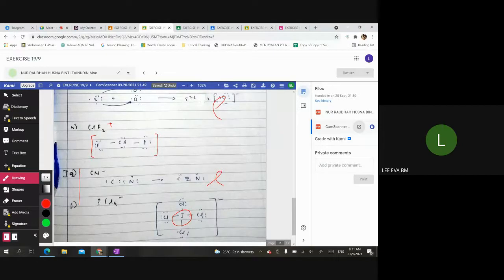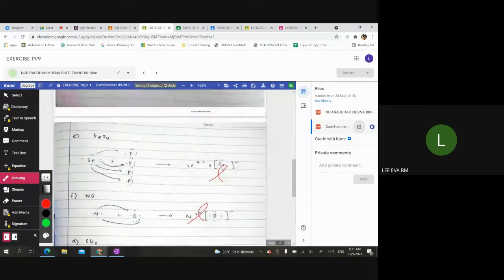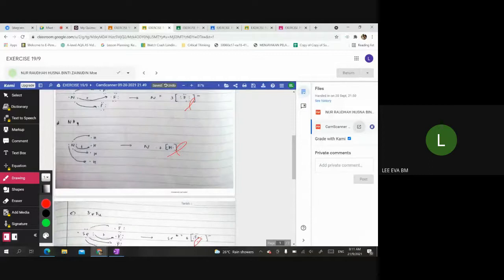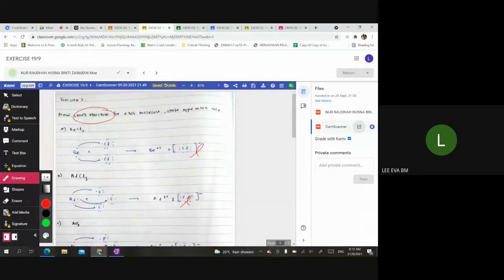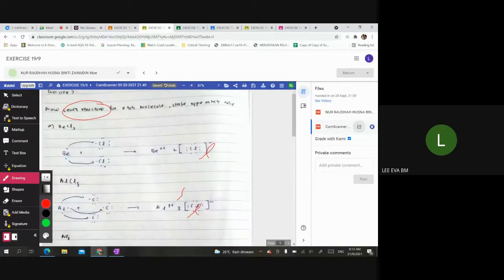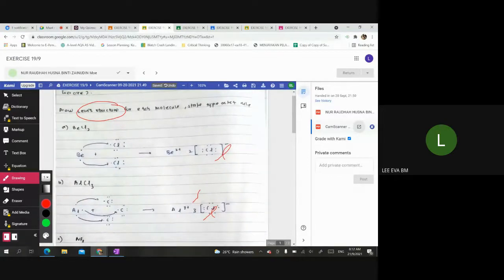For Rauda also the same. And Rauda's answer and Marcella's answer are the same. I don't know who copies who, but when you want to refer to a friend's answer, make sure it is correct, then only you copy.